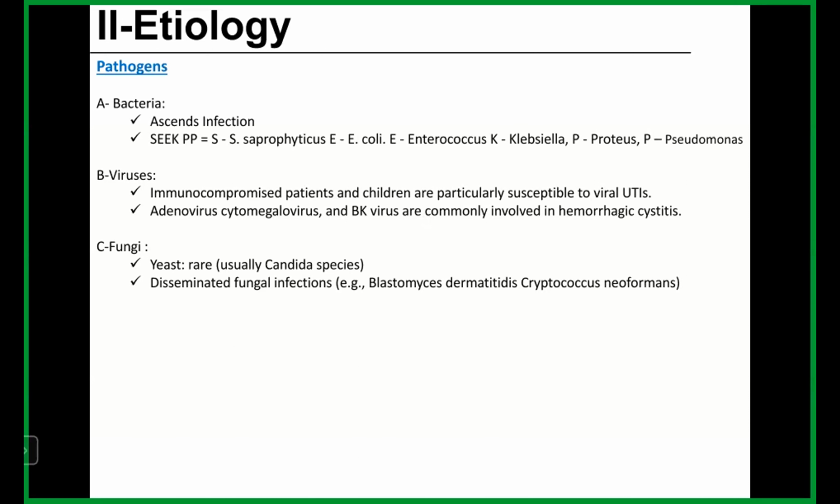We can also see virus infection, but it is very rare. We see it most of the time in immunocompromised patients or children. The virus could be adenovirus, cytomegalovirus, BK virus. I don't know if some of you heard about BK virus. I don't know exactly when it was discovered, but this was the first time that they discovered this virus in the urine of a patient. I forgot his name, but the acronym of his name was BK, so they called this virus after his name.